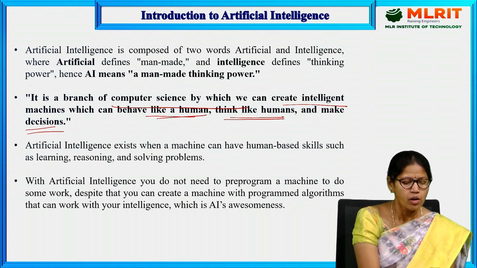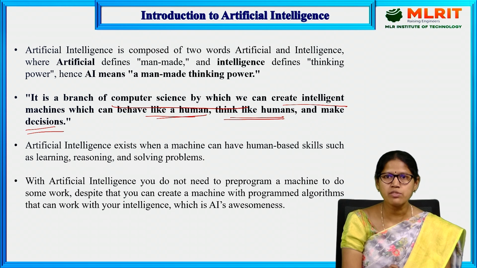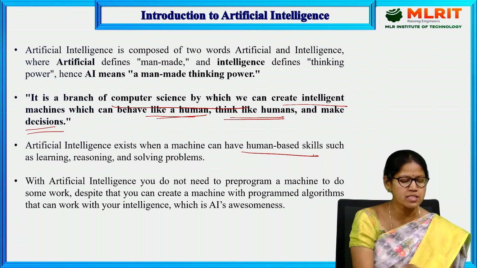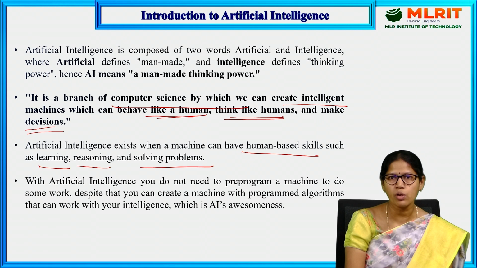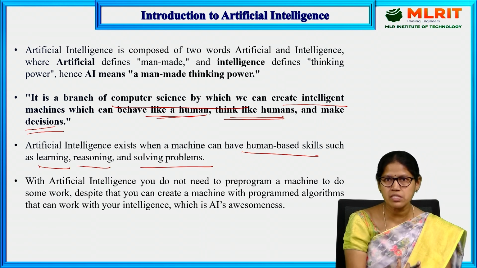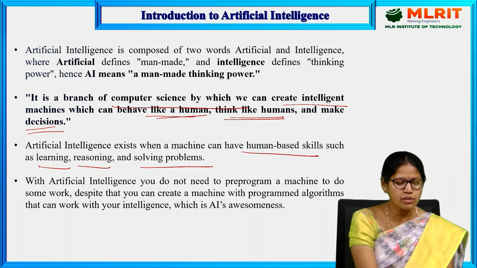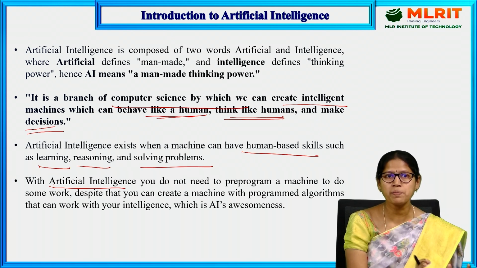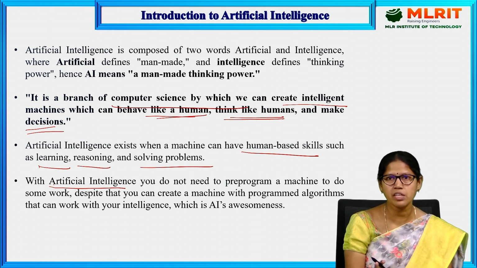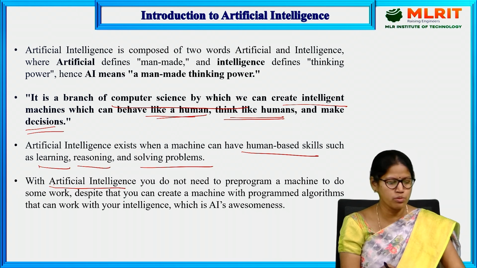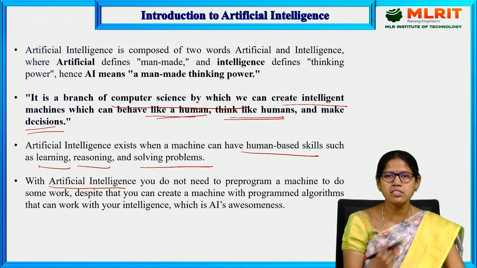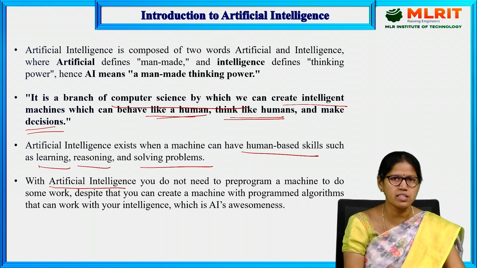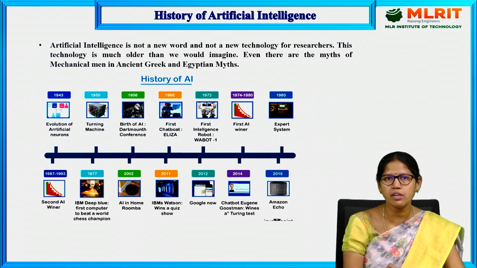Next, how does it work? It has to exhibit human-based skills such as learning, reasoning and solving problems. A system which exhibits these things is called an intelligent system. Artificial intelligence is not pre-programmed by itself. It has to be programmed and it needs to perform a specific task, then that is called artificial intelligence. Without intervention of the user, it has to analyze and solve the problem. That is artificial intelligence. Let's look at the brief history of artificial intelligence.